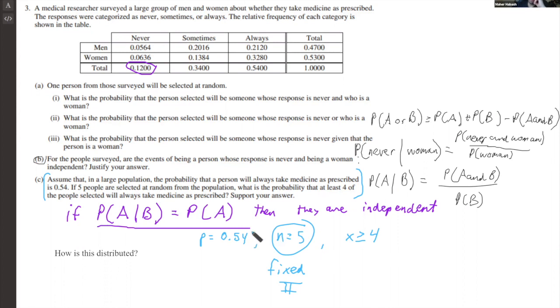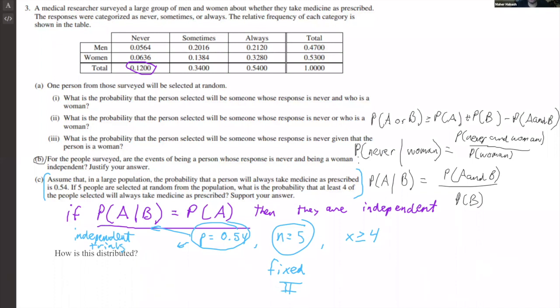And then the probability stays the same. The probability of successive attempts stays the same. So they're saying it's 0.54 for everyone. It is 0.54. So it's in a large population. So the large population allows us to say, okay, these trials are independent from each other. So we have independent trials.